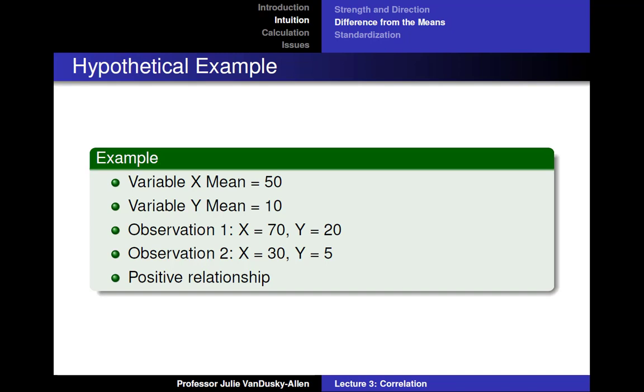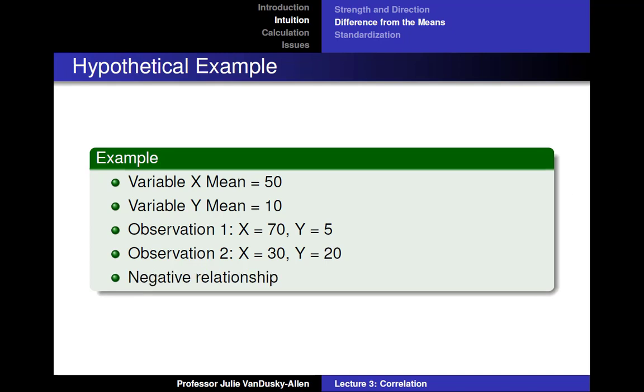As a numerical example, consider the following two variables, x and y. The mean of variable x is 50 and the mean of variable y is 10. In observation 1, x is 70, above the mean of x, and y is 20, above the mean of y. For observation 2, x is 30, below the mean of x, and y is 5, below the mean of y. This implies that there is a positive relationship between x and y. When an observation is above the mean of x, it is above the mean of y, and when an observation is below the mean of x, it is also below the mean of y.